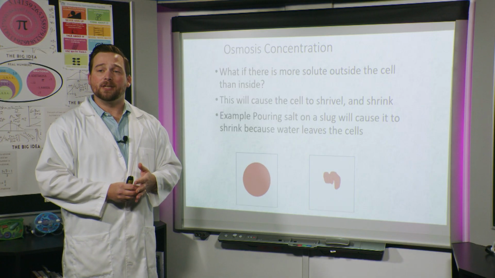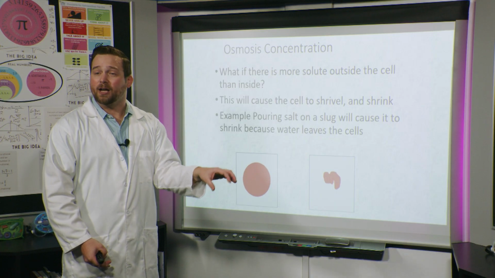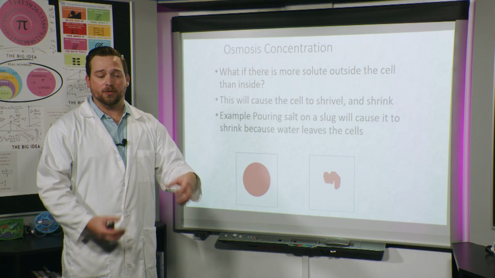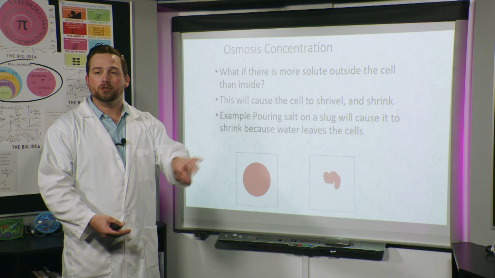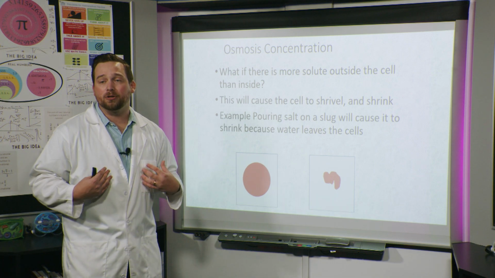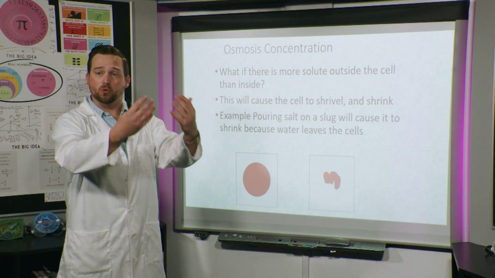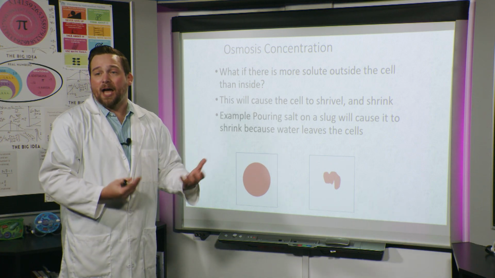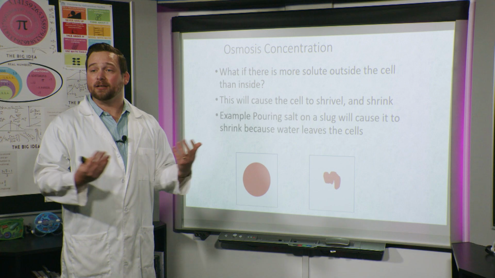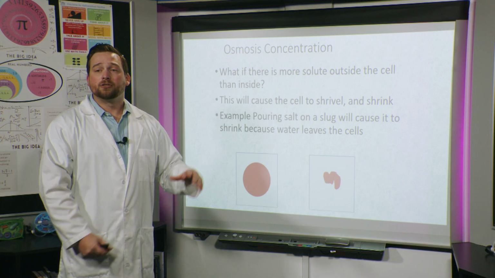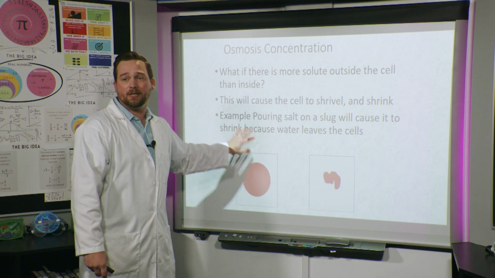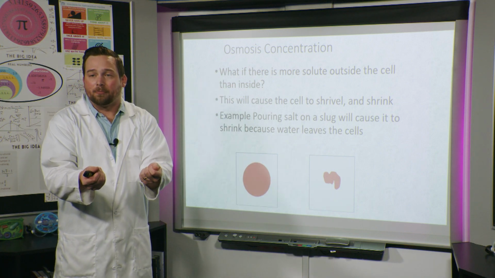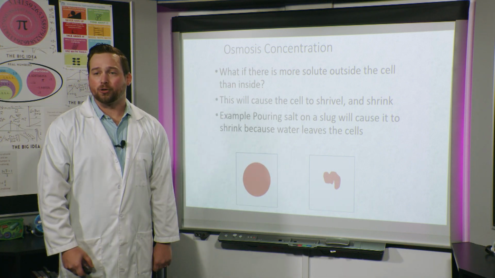And an example of this is like pouring salt on a slug. If you pour salt on that slug, the slug is real slimy. It's got a lot of water in it. But if you pour salt on it, all of that water is going to leave the body and move towards the salt, and that's what ends up killing the slug, is that it loses all of its water. Okay? So this causes the cell to shrink, because if the water's moving out of it, it's like letting the air out of a balloon, right? It's going to start to shrink a little bit.